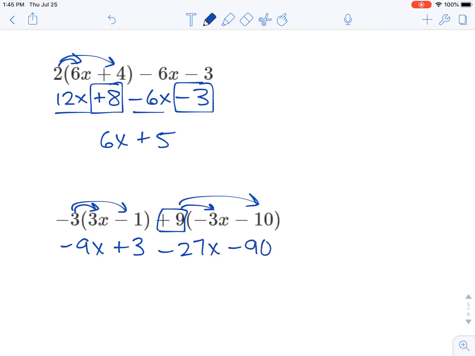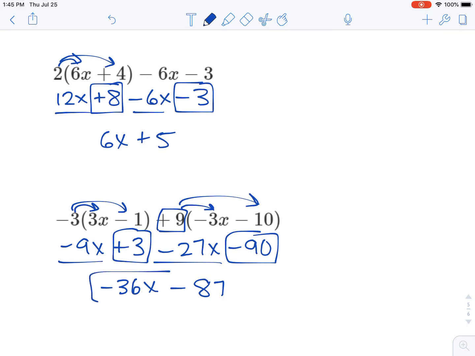And then from there, we just combine our like terms again. Our x's combine here to make negative 36x. And then our plus 3 minus 90 would be negative 87. And that's how we can distribute and simplify this completely.